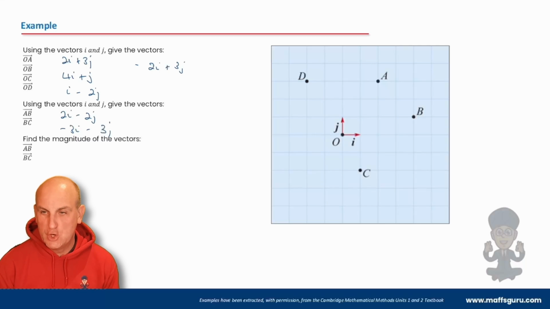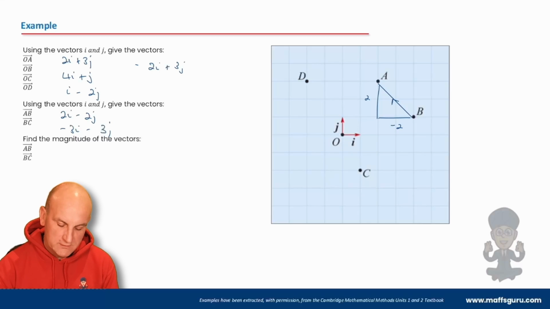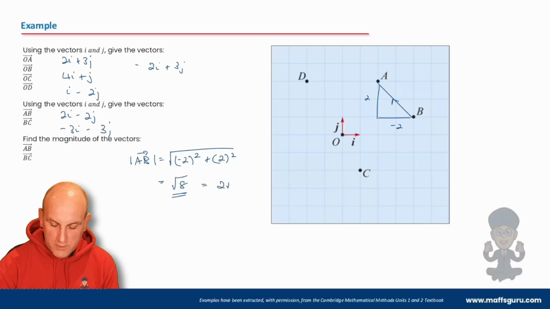Find the magnitude of the vectors A to B. Right, so I'm just going to draw a beautiful line on that one. Is it going to work? It is. I'm going to do that one. So I've got minus 2, and I've got 2. So therefore, the magnitude of AB is going to be the square root of minus 2 all squared plus 2 all squared. And then 4 plus 4 is going to be root 8. And there we go, which we know is 2 root 2.